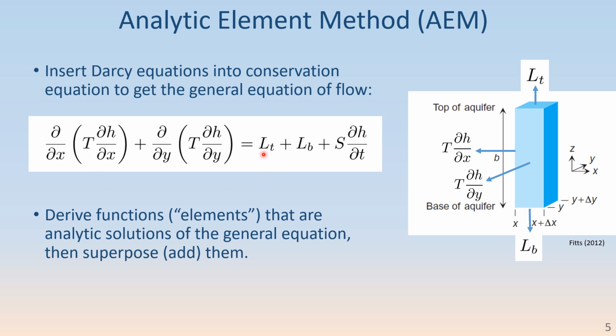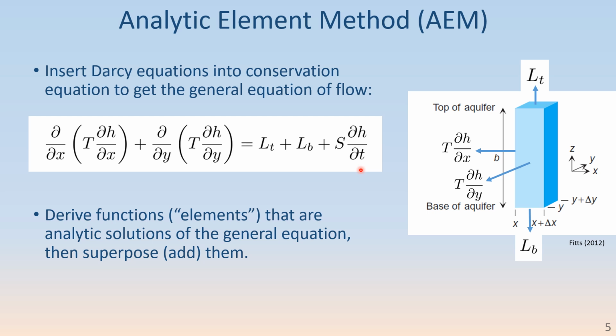L sub T is leakage out the top of this blue prism that goes from the bottom of the saturated thickness up to the top of the saturated thickness in an aquifer. L sub B is leakage out the bottom, and this third term here is the storage term, where S is storativity in a confined domain or specific yield in an unconfined domain, and T is time.